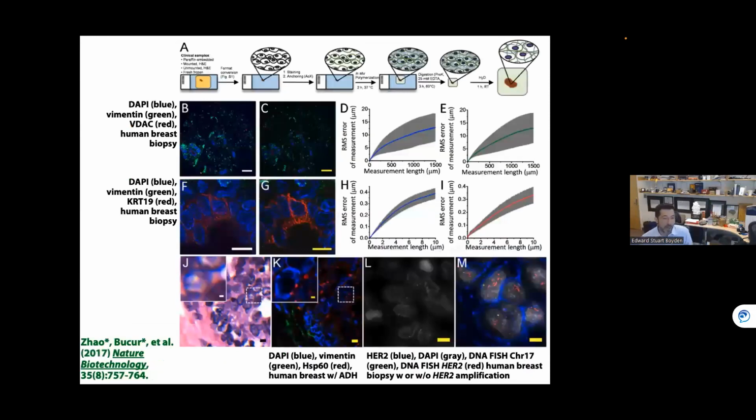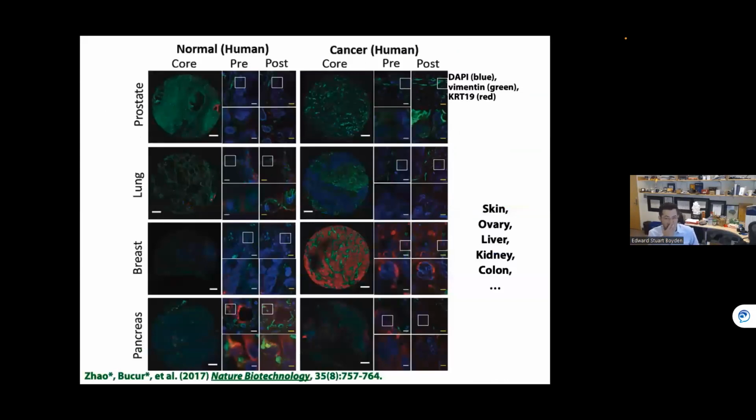Another direction is applying to different kinds of sample. So Yongxin Zhao and Octavia Bicur worked with me, Astrid Wines, Andy Beck, and a whole bunch of pathologists at Harvard Medical School, for example. We showed that we could develop a version of expansion that worked on a whole variety of human tissues, not just brain. We showed it with, in the end, about a dozen different human tissue types. So on the left are normal, and on the right are cancer-containing specimens from prostate, lung, breast, pancreas. The color code is shown in the upper right.